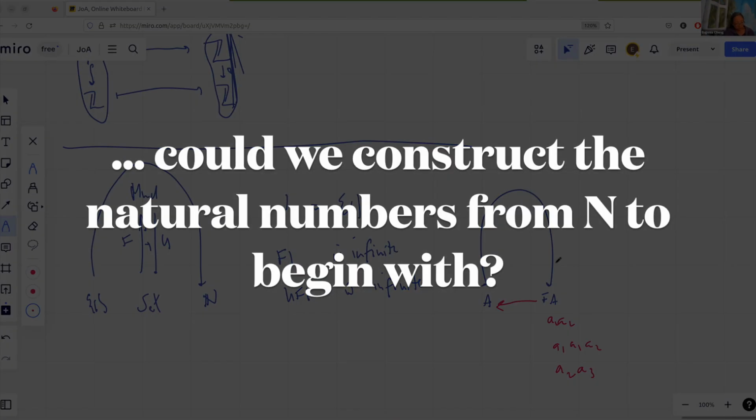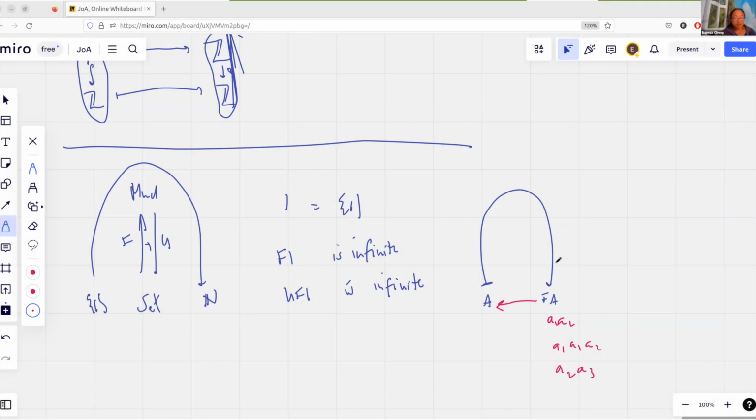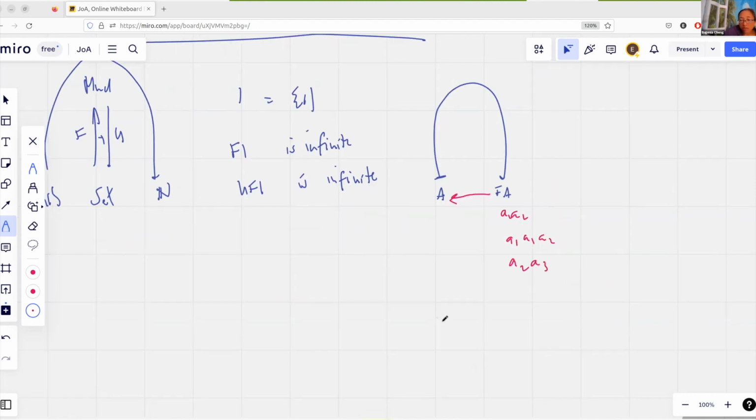Could we construct the natural numbers from n to begin with, and then we have a symmetry? No. So then f of n is even bigger, because it's words of natural numbers, and then you map them back into A. If we started with the natural numbers, we get words in natural numbers, so that would be things like n1, n2, n3, and then the monoid action is addition. So if we have an algebra structure here, then what that gives us, it tells us how to add those numbers up.